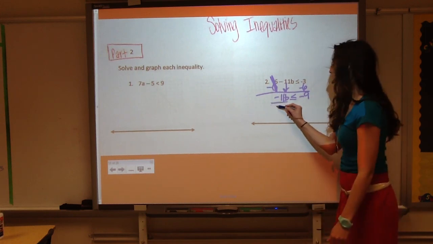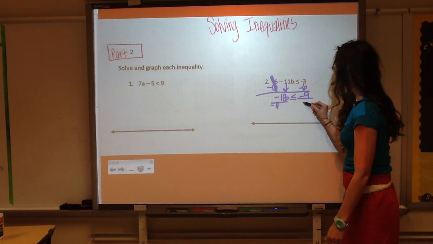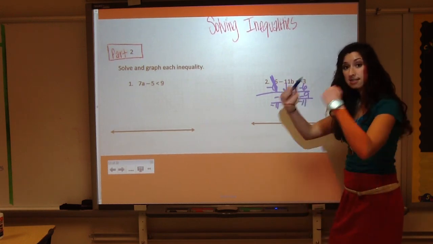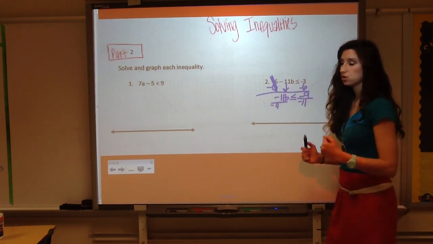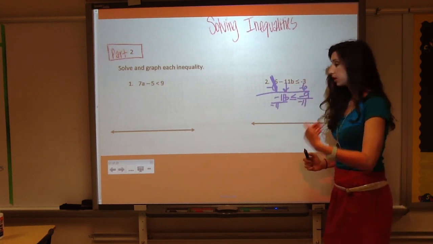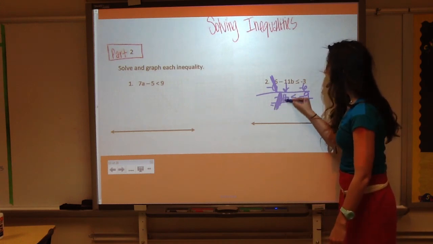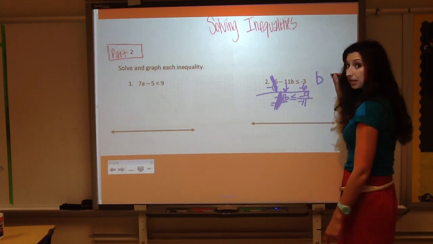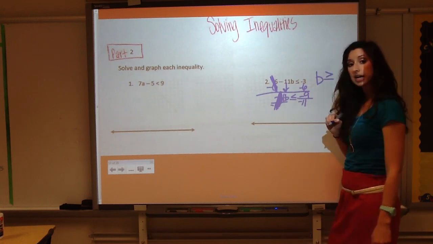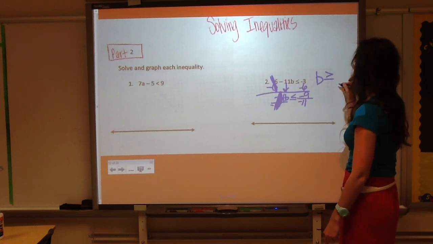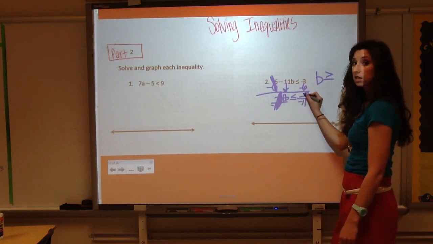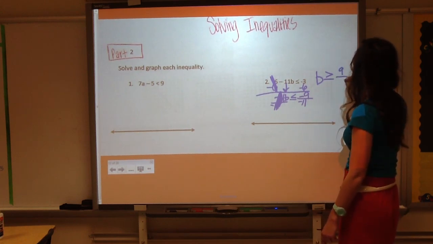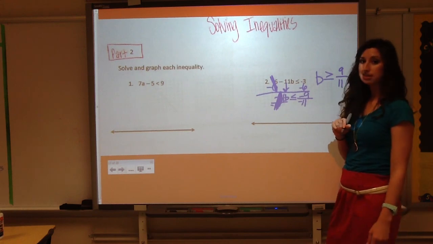How do I do the opposite of times? Divide by negative 11. So I'm going to divide this by negative 11, but I'm dividing by a negative number. What does that do to the sign? Flippy flip. Okay? So my negative 11s cancel. I am left with b. I'm flipping, because I divided by a negative, is greater than or equal to two negatives. Negative divided by negative makes a positive 9 over 11. I cannot reduce it anymore.